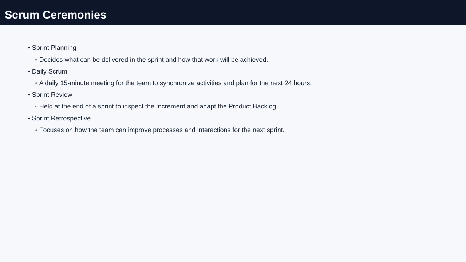Finally, the sprint retrospective is a chance for the team to reflect on their processes and interactions, identifying improvements to apply in the next sprint. These ceremonies create a rhythm that supports continuous inspection, adaptation, and improvement.